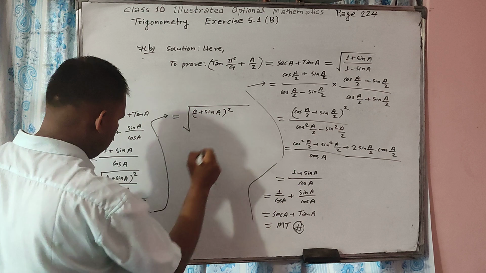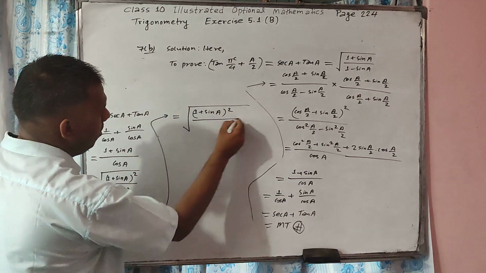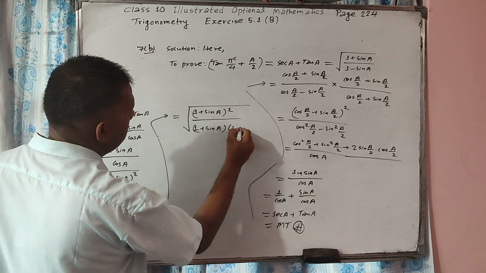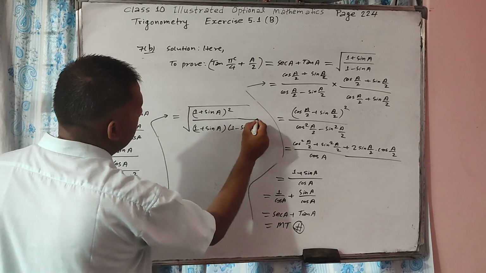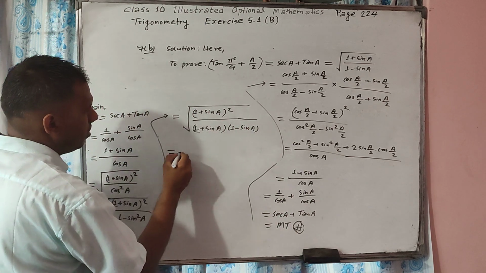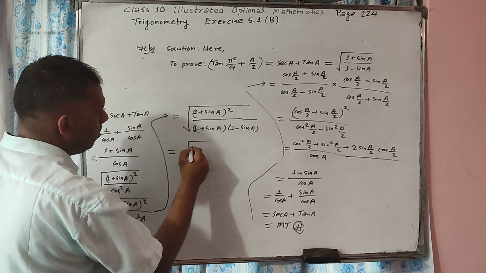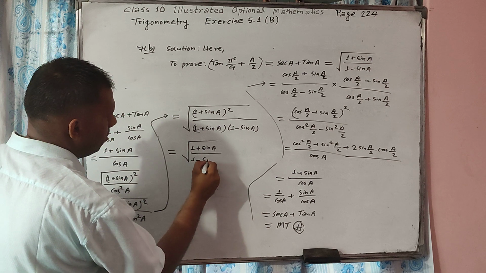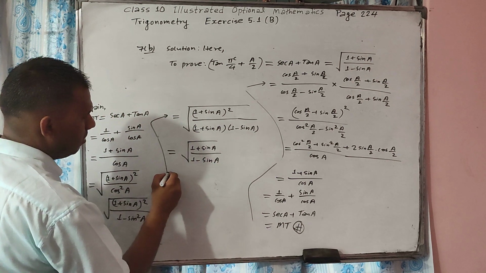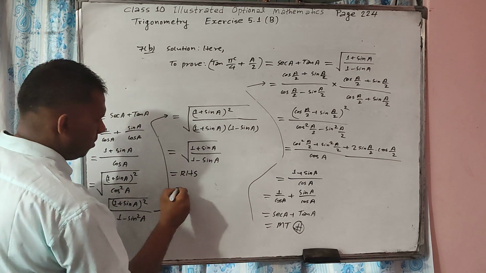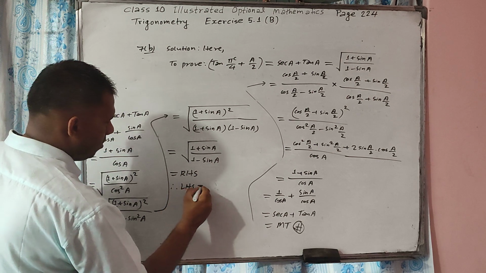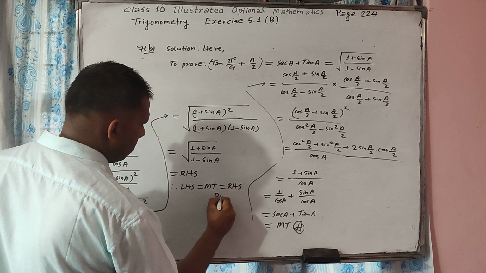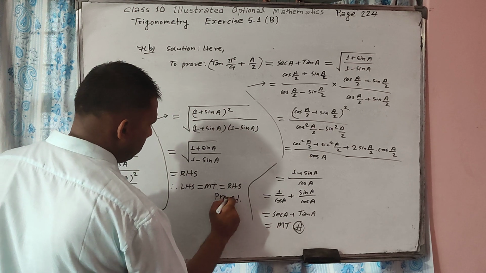This is A square minus B square form, so 1 plus sin A into 1 minus sin A. 1 plus sin A, 1 plus sin A cancel, remaining in the numerator square root of 1 plus sin A, in the denominator remaining 1 minus sin A, that is RHS. Therefore, LHS equal to middle term equal to RHS.